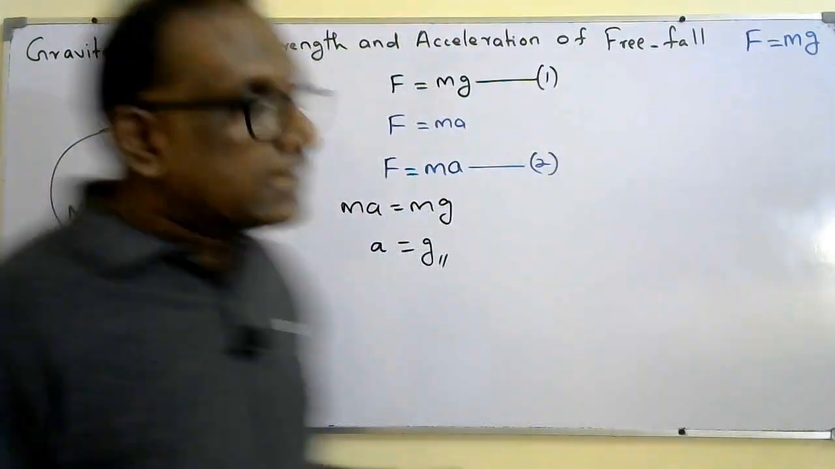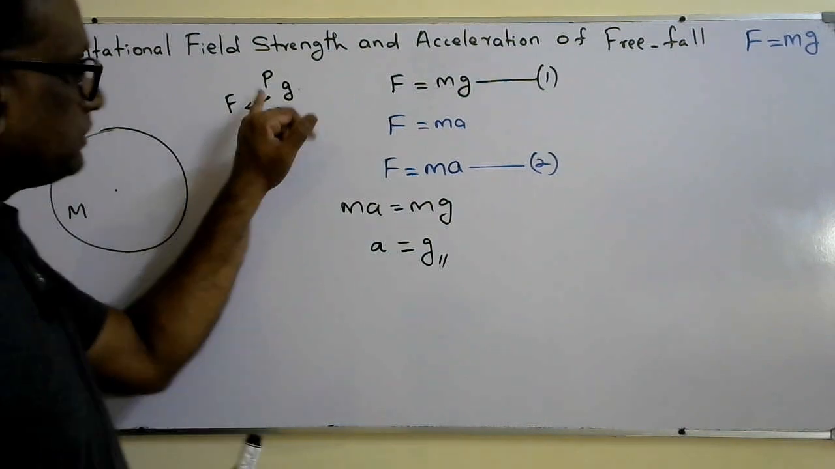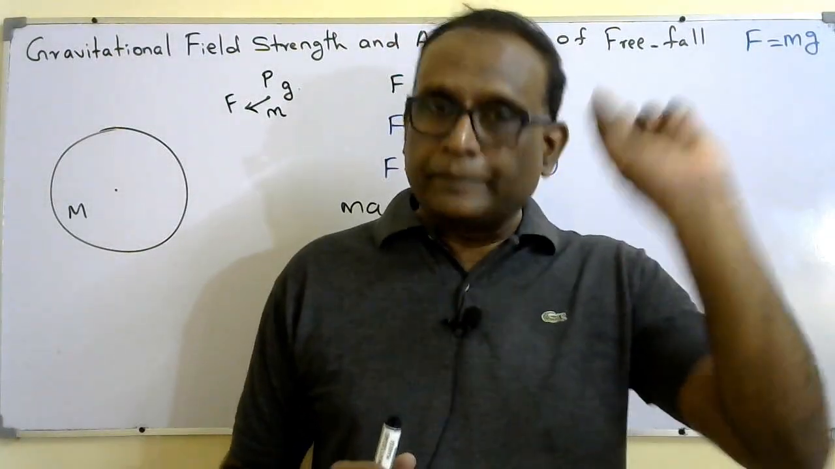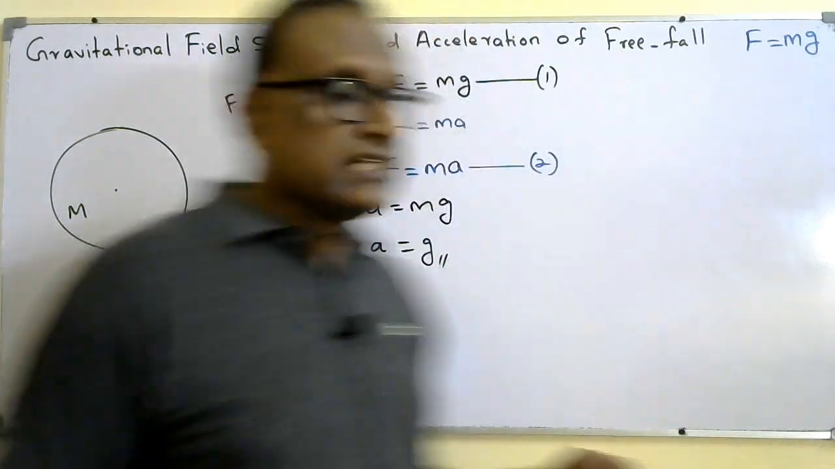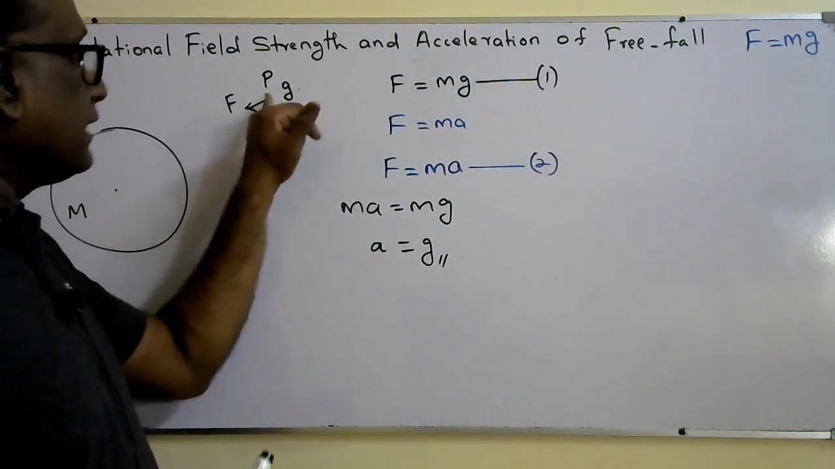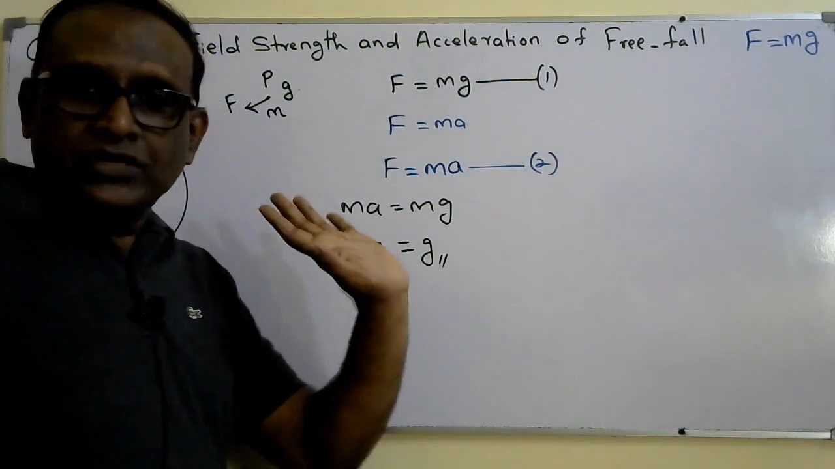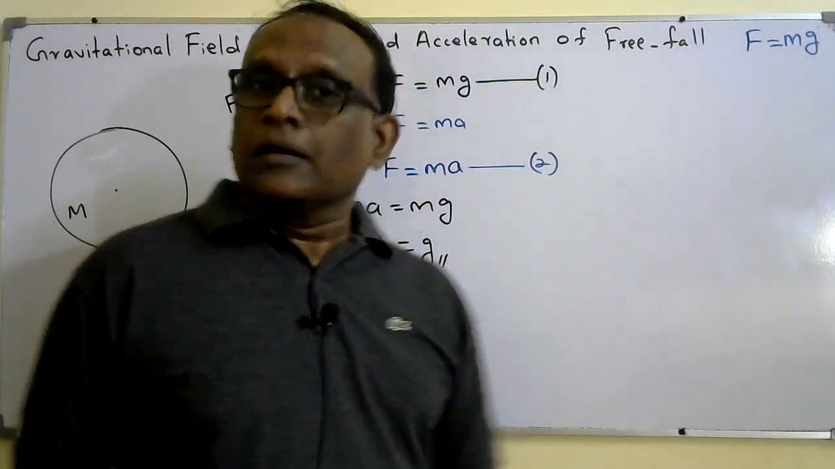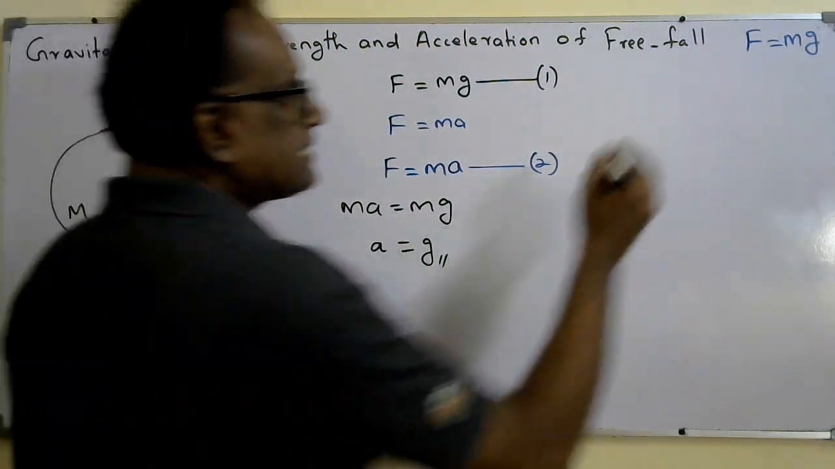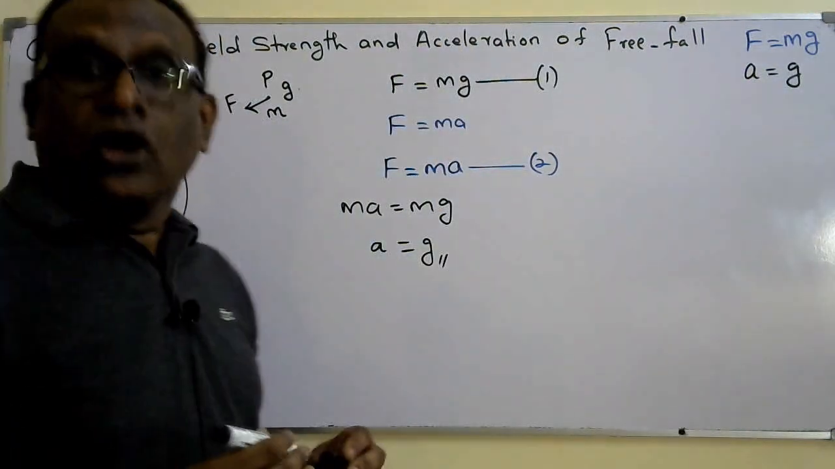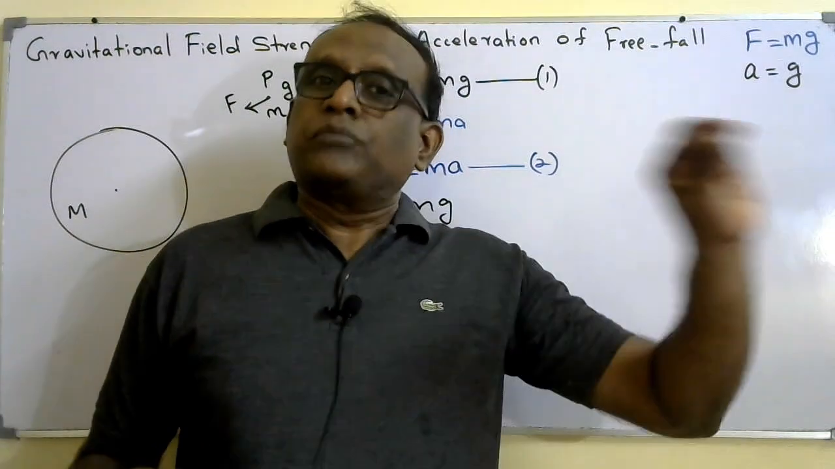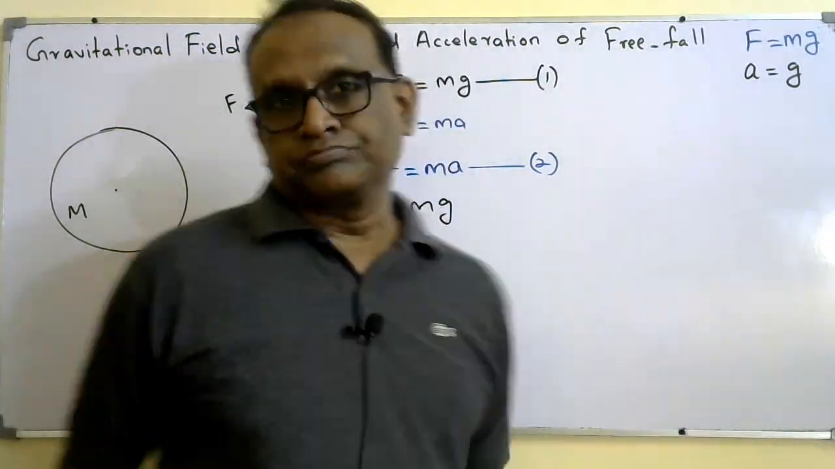Again I am saying the acceleration of free fall of an object towards a planet at a point is the same as, or equal to, the gravitational field strength of the planet at that point. This idea we don't have in electric field, but here it's a new concept. So a is equal to g: the acceleration of free fall and the gravitational field strength of a planet or moon at a point are the same. They are the same.